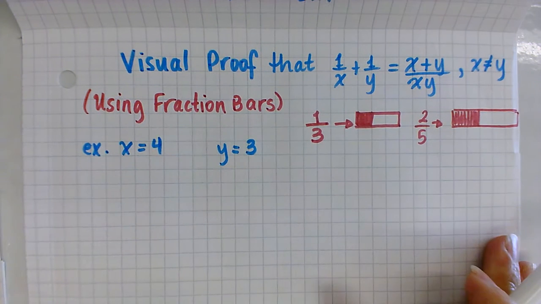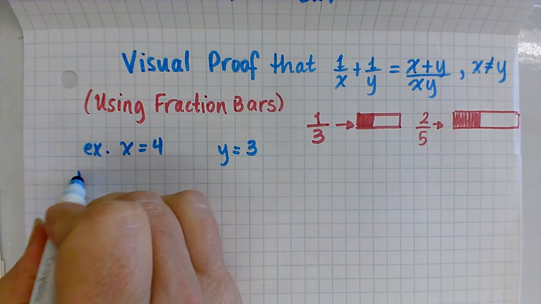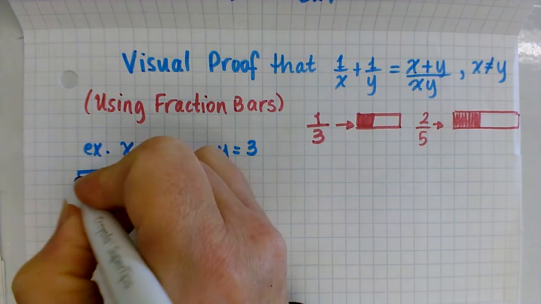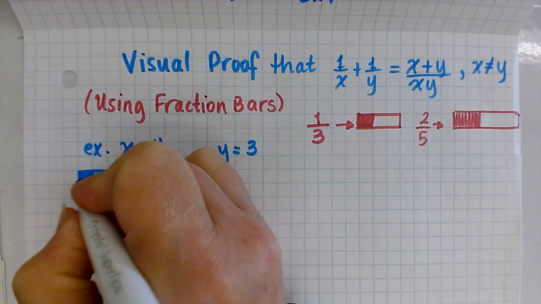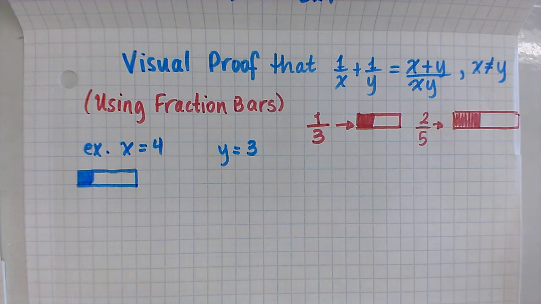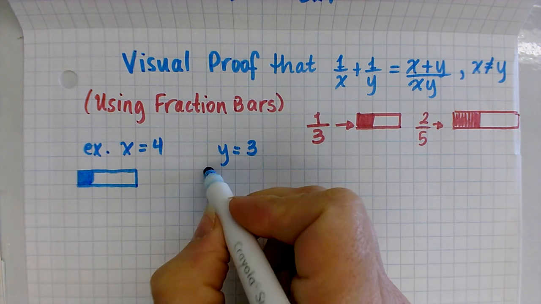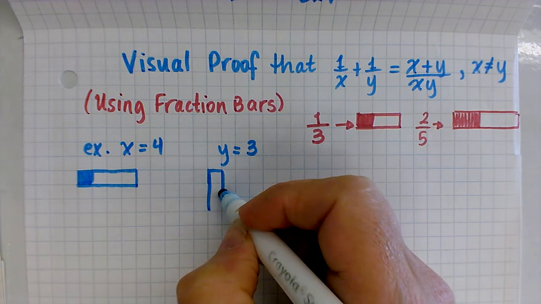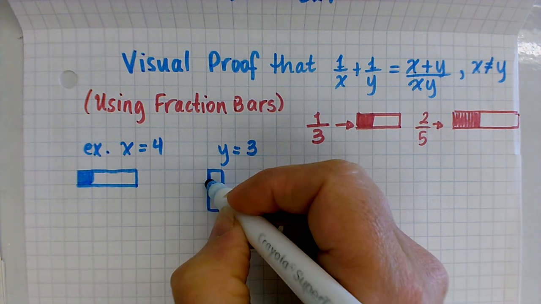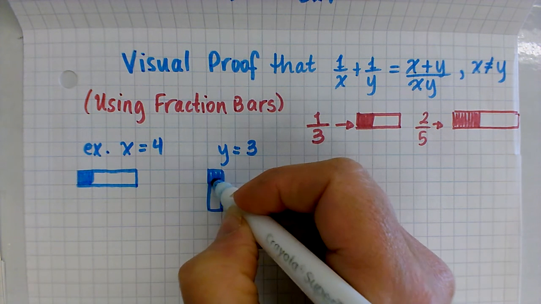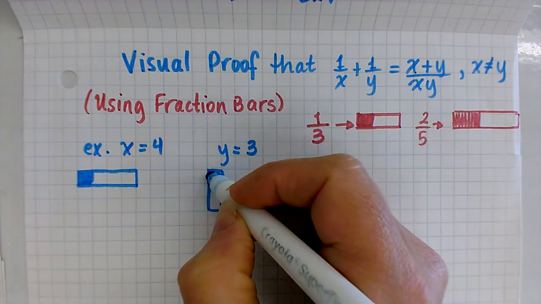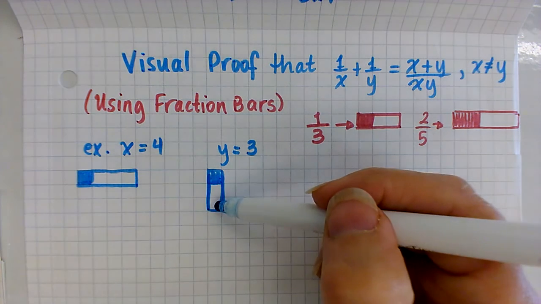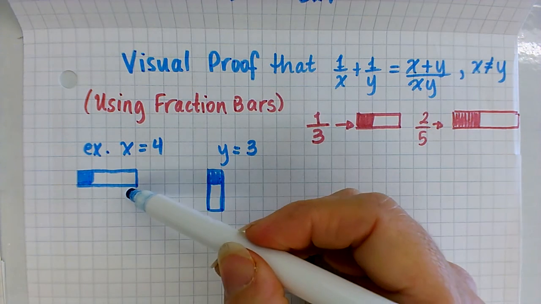Okay, so 1 over x would then be a bar that contains 4 squares and has 1 square colored, like that. 1 over y is going to be also a bar, but this time it's 3. And I'm going to rotate it 90 degrees to show that I've got different denominators. So different denominator, different orientation. So 1/3 is shown here, 1/4 is shown there.